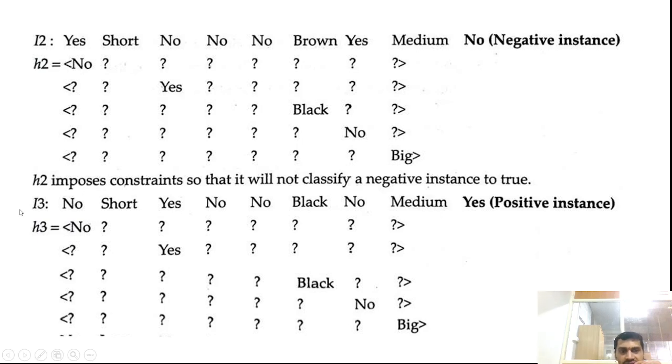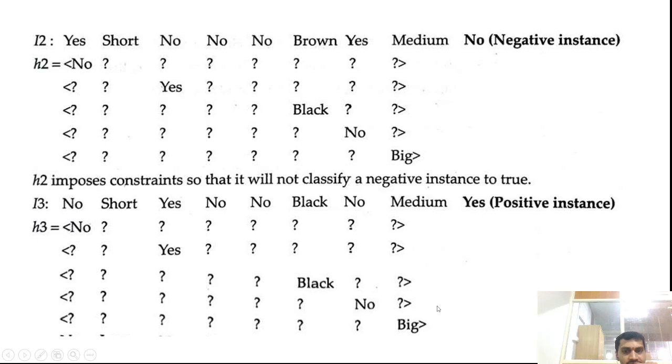Now we will consider the third iteration. The third iteration is again a positive instance: no, short, yes, no, no, black, no, medium, right? These are the attributes of the positive instance. Now whether it matches hypothesis 3, because it should match, since we have written the hypothesis for positive instances, not negative instances. So no, no is matching, yes, yes is matching. Here again there is a question mark, which will accept any value, and black, black is matching. No, no is matching, and big, medium, which is not matching.